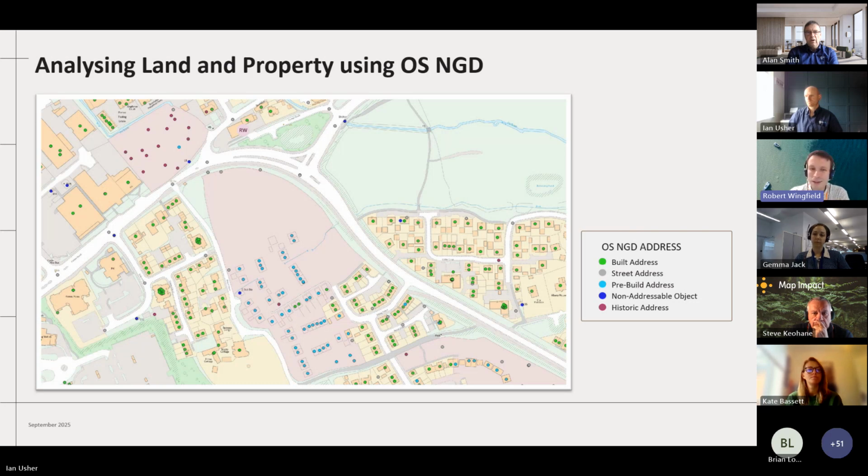If you're wondering where this map is, by the way, because I get this question asked a lot, that's Pinhoe in Exeter. Lots of housing development going on there. It's a really interesting part of the country.